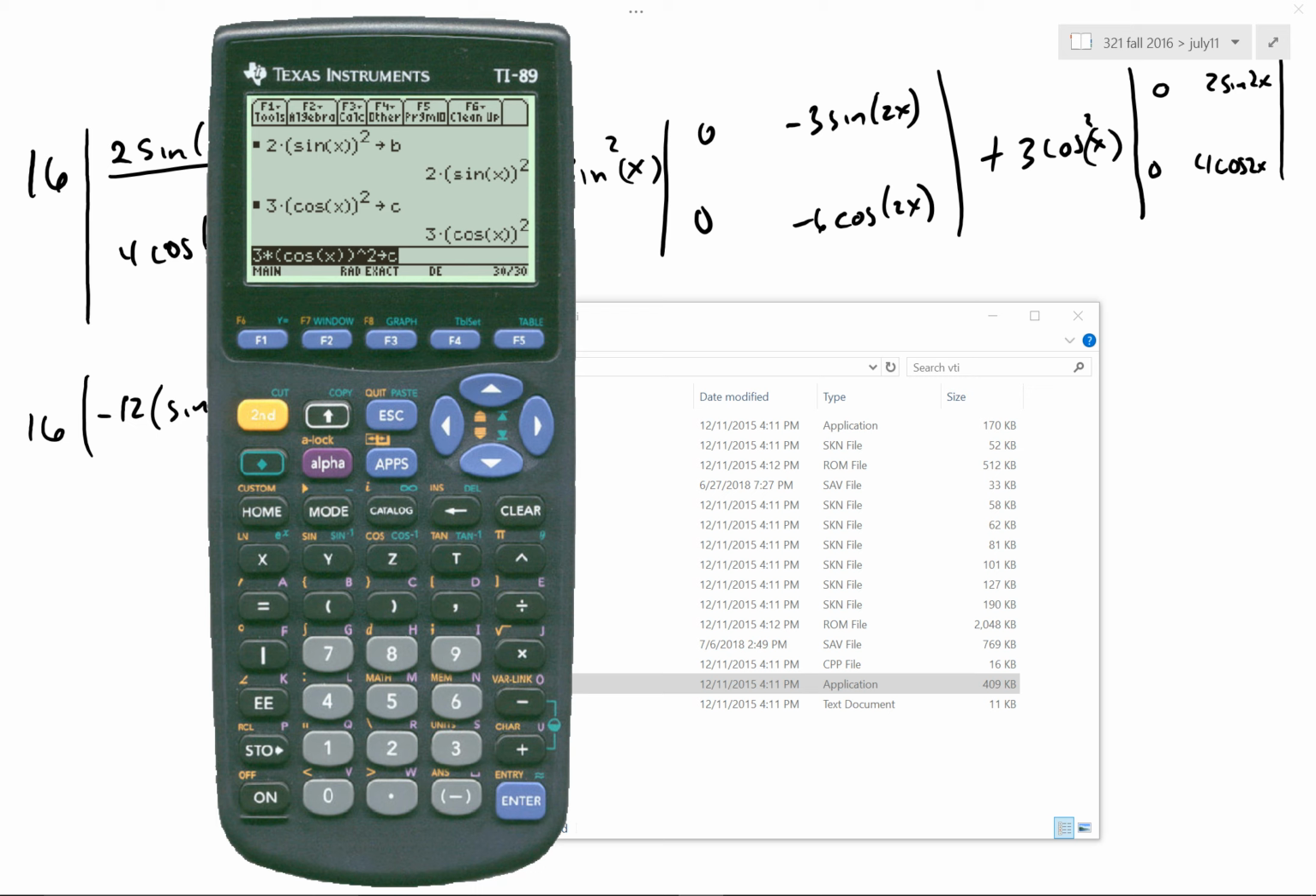All right. So the matrix button, the matrix brackets are here on top of the comma and top of the division sign.